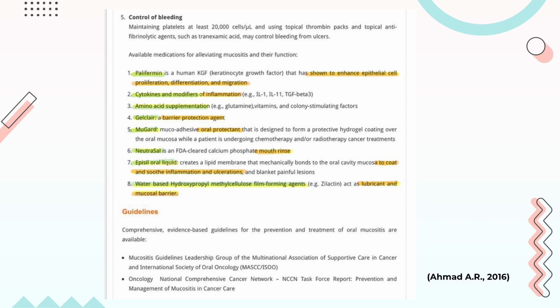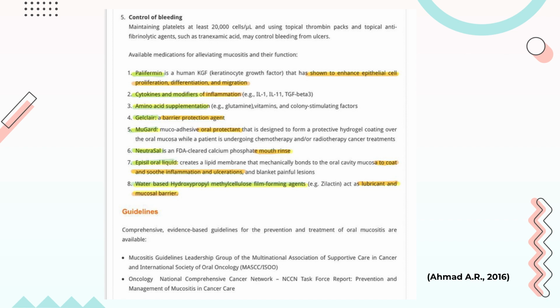This slide demonstrates another management of oral mucositis obtained from Kementerian Kesihatan Malaysia, which is the control of bleeding, whereby the use of topical thrombin packs and antifibrinolytic agents is important for the reduction of bleeding. That is by preventing the dissolution of clot and acting to inhibit the plasminogen activation. The other available medication for relieving mucositis is palifermin. As we talked before on the role of growth factors, it is shown to promote the epithelial cell proliferation, differentiation, and migration. Cytokines are modifiers of inflammation, including interleukin 1, 11, and the transforming growth factor TGF-beta 3, amino acid supplements, vitamins, and colony stimulating factors.